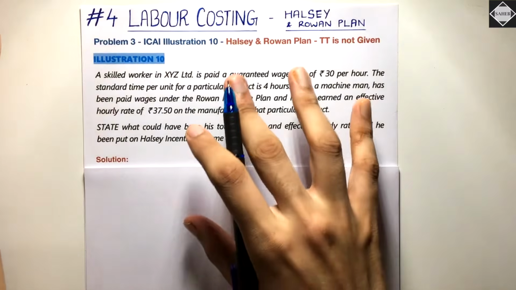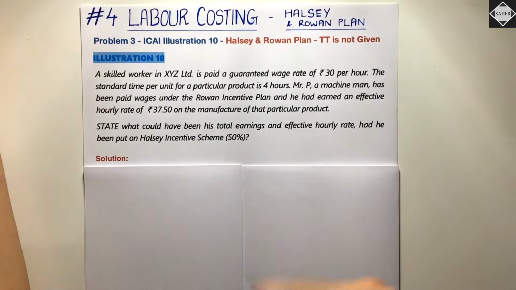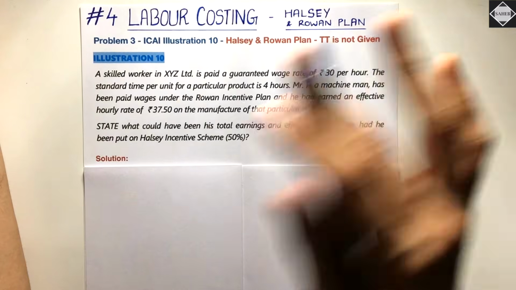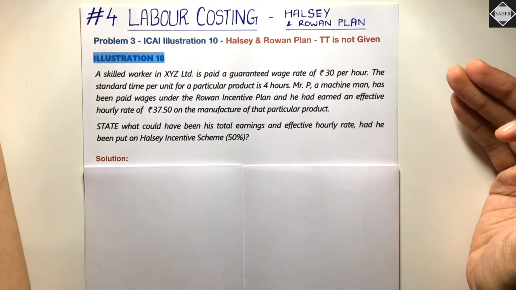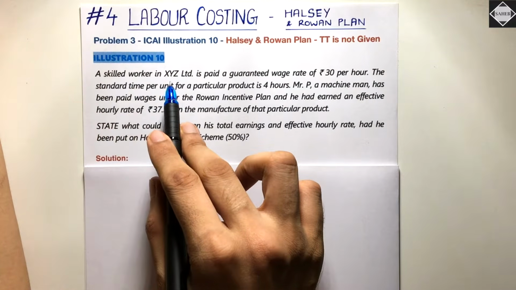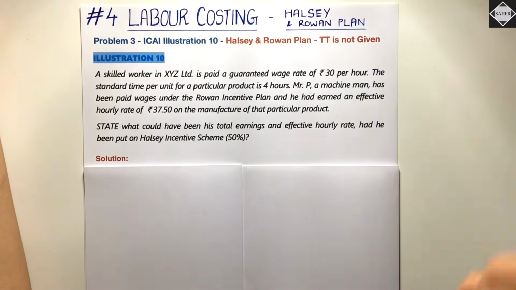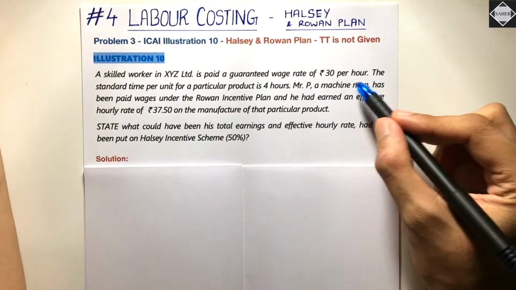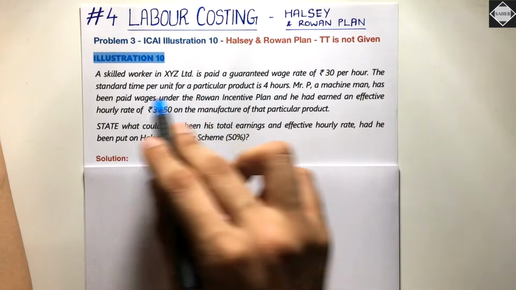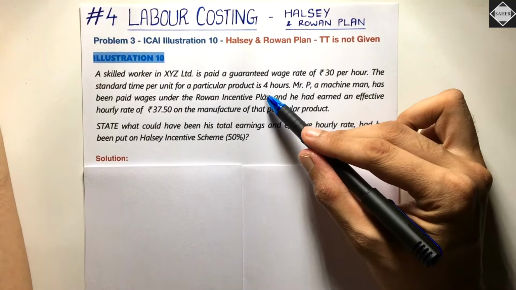Now, see here we have the question. Let's just read this. Illustration 10 from the ICAI study material. And of our series, this is the third problem. And the main thing about this question is here, time taken by the employee is not given. So we have to calculate that. Okay. So let's just read this question. See here, a skilled worker in XYZ Limited is paid a guaranteed wage rate of rupees 30 per hour. So TR, time rate, is 30 rupees per hour. The standard time per unit for a particular product is 4 hours. So standard time means time allowed, right? Time allowed or standard time, that is 4 hours.